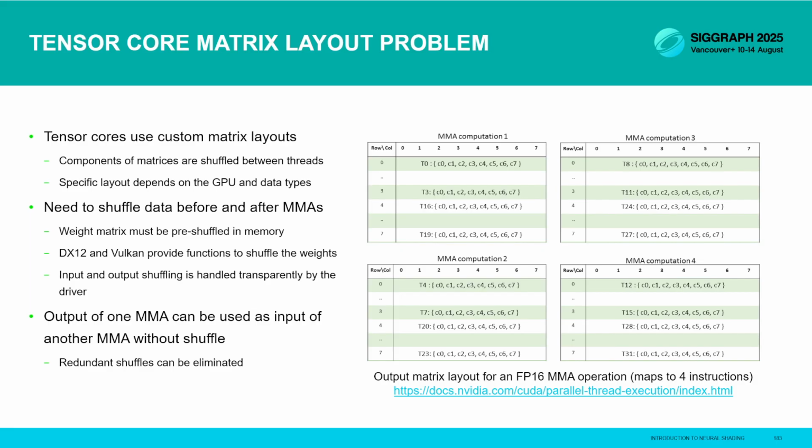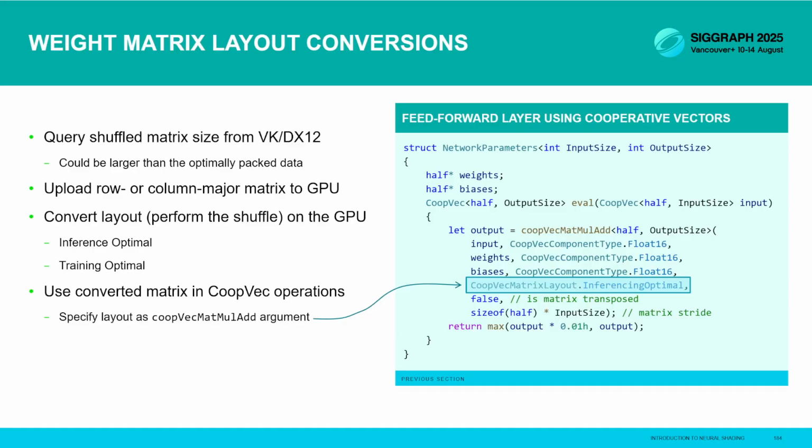The output of the tensor core operations are also stored in a custom layout and must be shuffled back into appropriate threads. Good news is that some of these shuffles can be done offline, and some may be omitted because the output of the tensor core operation can be directly used as an input in another operation without any layout changes. The matrix input to the coopvec operations comes from memory and can be stored in the correct layout there, avoiding the need for shuffles in the shader. But since the specific layout depends on the GPU and data type, the conversion must be done at application runtime. You shouldn't store converted matrices on disk.